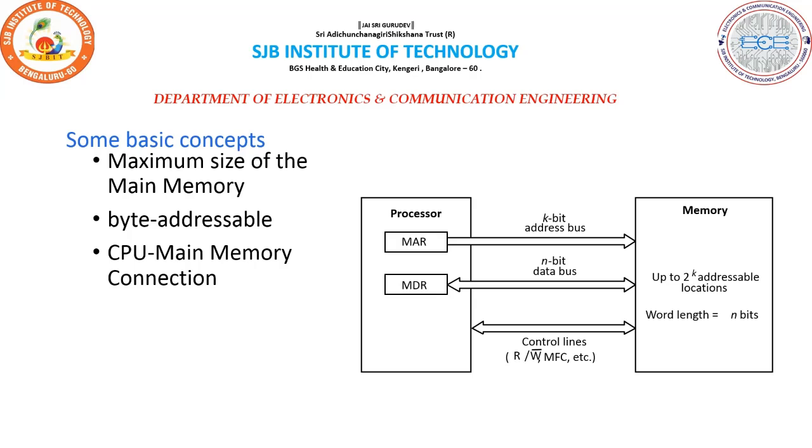For example, a 16-bit computer that generates 16-bit addresses is capable of addressing 2 to the power of 16, which is equal to 64K memory locations. Similarly, 2 to the power of 32 can address 4 giga memory locations, whereas a machine with 40-bit addresses can access up to 1 tera, that is 2 to the power of 40, which is nothing but 1 terabyte locations.